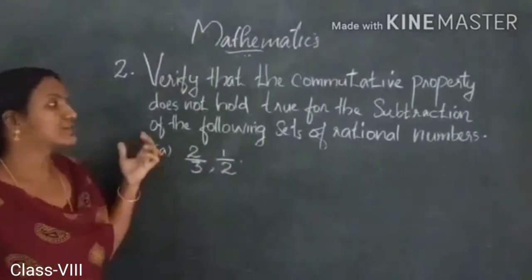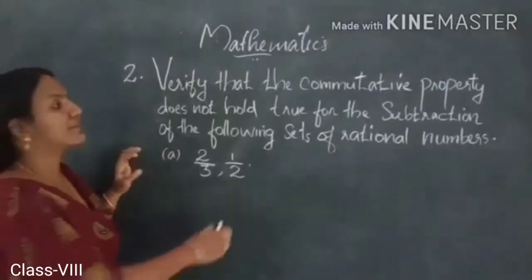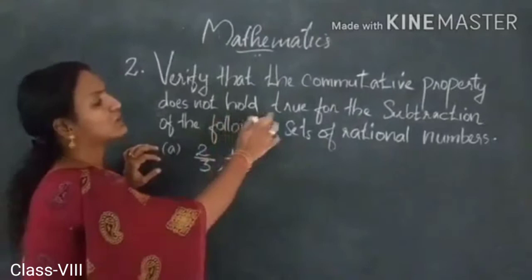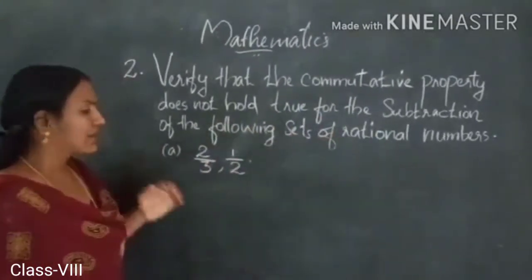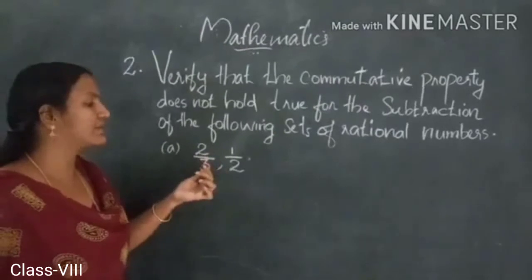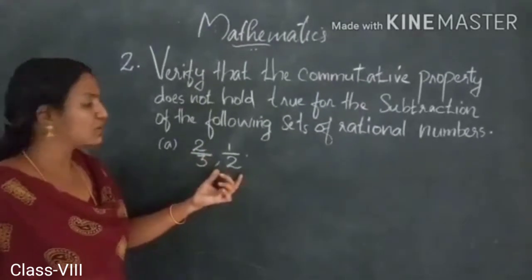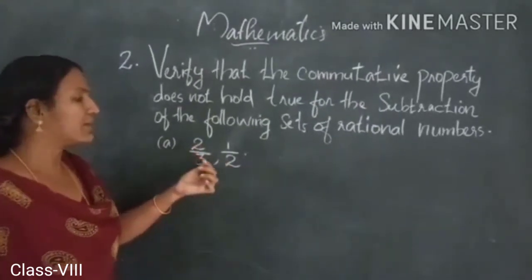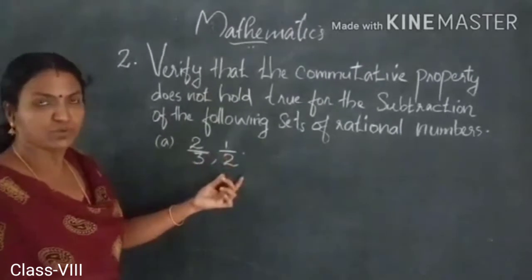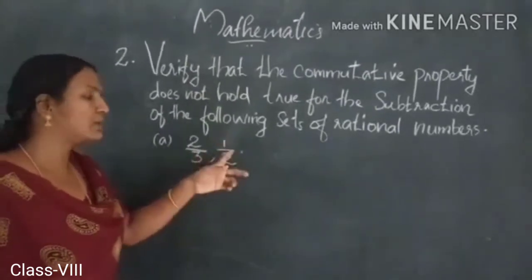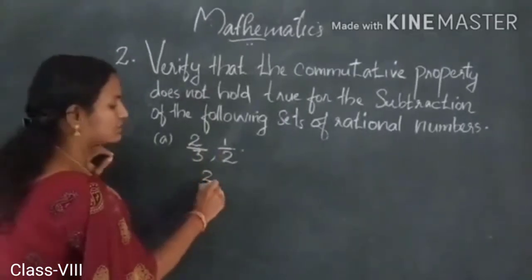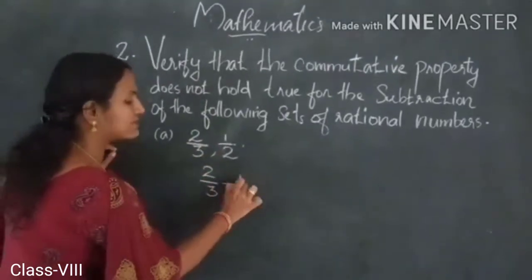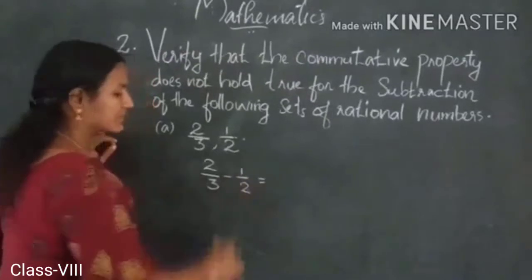Okay. Next, question number 2. Verify that the commutative property does not hold true for the subtraction of the following sets of rational numbers. Here the rational numbers are 2 by 3 and 1 by 2. So first we have to find 2 by 3 minus 1 by 2. Next we have to find 1 by 2 minus 2 by 3. Let's check. 2 by 3 minus 1 by 2.